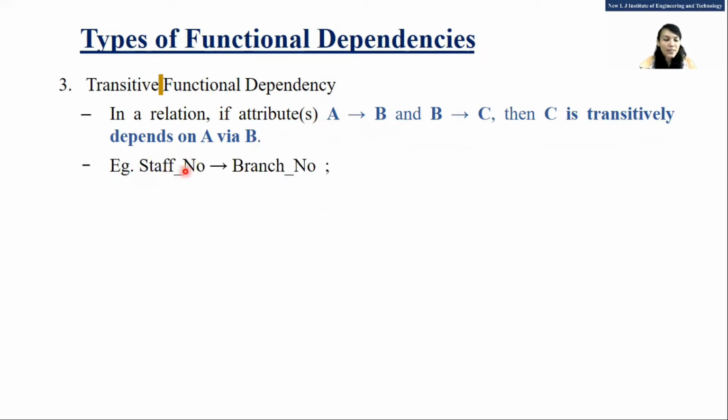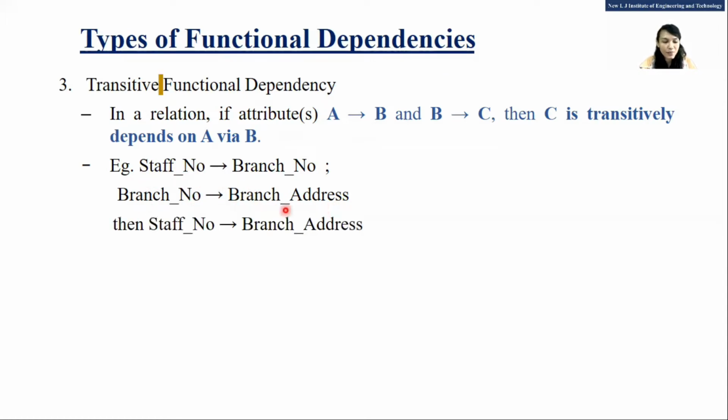So let's take an example: with the staff number, we can get the branch number. With the branch number, we can get the branch address. So if we have only these two dependencies, then we can say that with the staff number, we can directly get this branch address. So this is known as the transitive dependency.